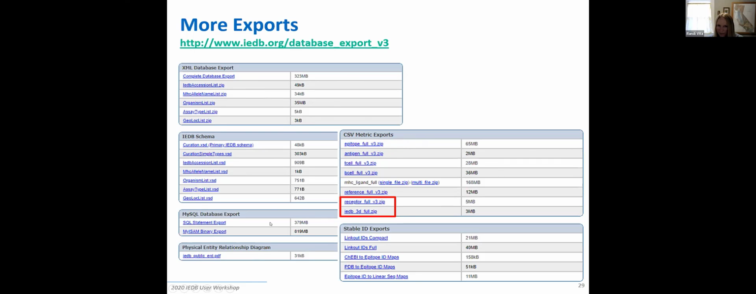This is further down the same page. It was a very long page, so I cut it in half. And then I want to point out two of our newer exports because they also answer some user questions.